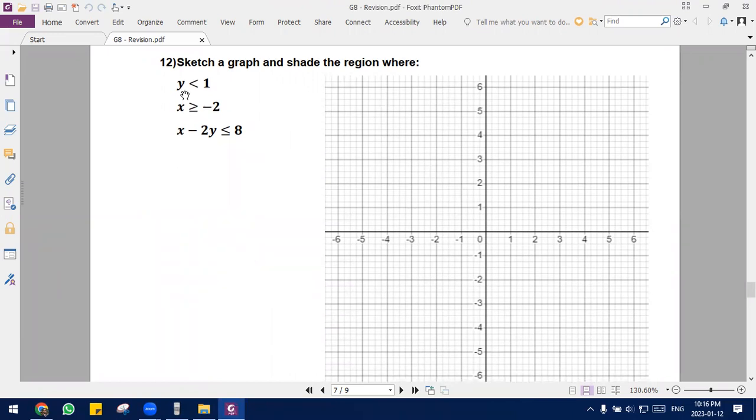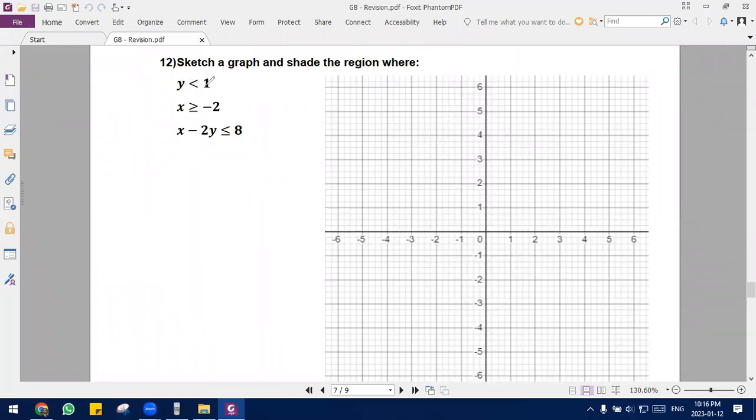Now we start with the easy one. Y less than 1. Now the line, should it be dashed or solid? This is the first question that we should ask ourselves. Less than, do we have an equal sign? No. So it's not a solid line, it's a dashed line. So dashed line, y less than 1.